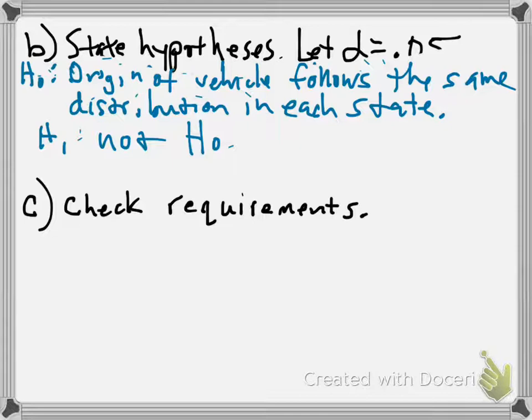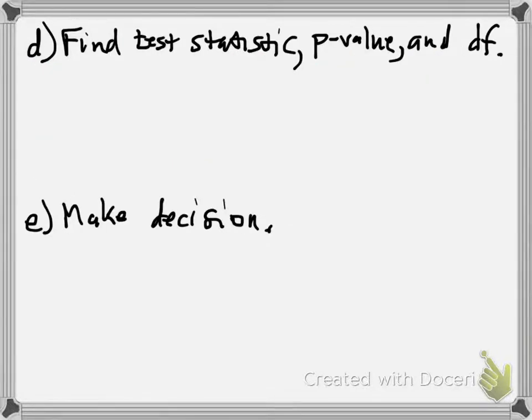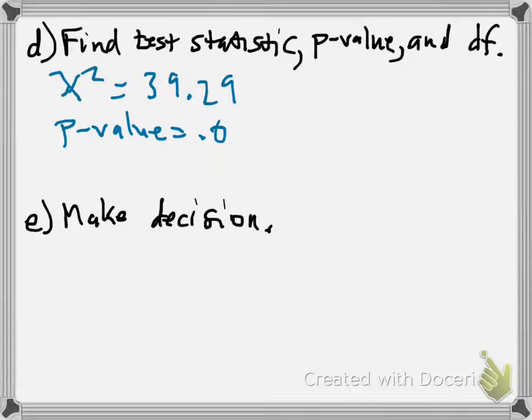everything while we're here. So let's write everything down for part D since we have all these. What's our test statistic? Our test statistic chi-squared is 39.29, and you look at that and you think that's pretty big. Well, yeah. What's our p-value? The p-value is 0.0061, and that's pretty small.